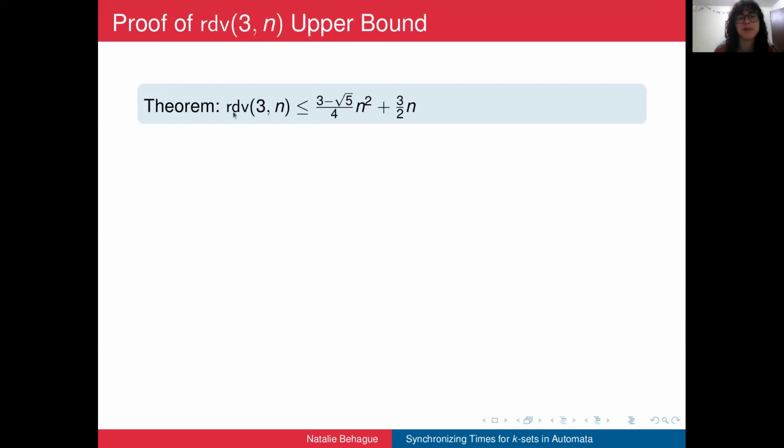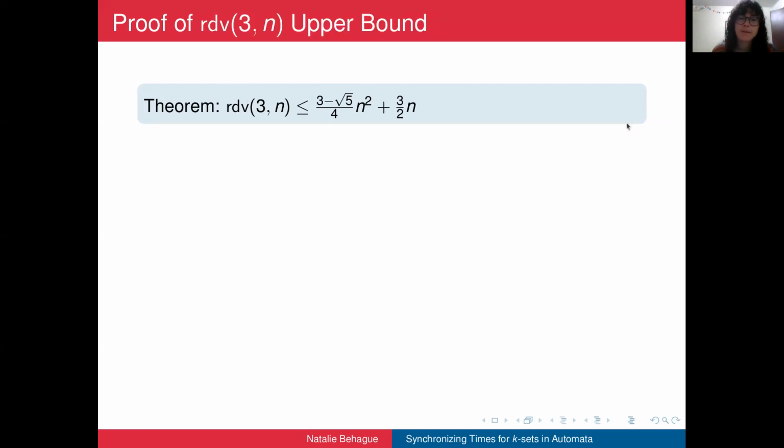We want to prove this upper bound on the rendezvous time, the triple rendezvous time. So what does that mean? It means we want to find a set of 3 states, a triple, and a word that sends that triple to a singleton, and that word has a small length.